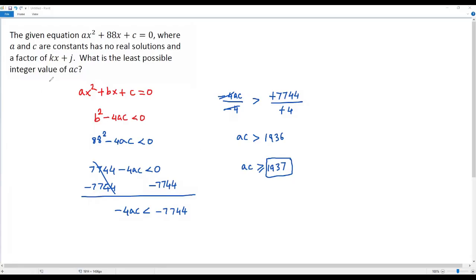And some students may get confused with this information, that is a factor of kx + j. We have not used this information to answer this question. Actually, this information is not required to answer the given question. We have nothing to do with this one. So the answer for this question is 1937.